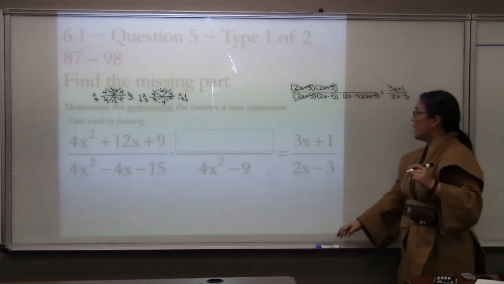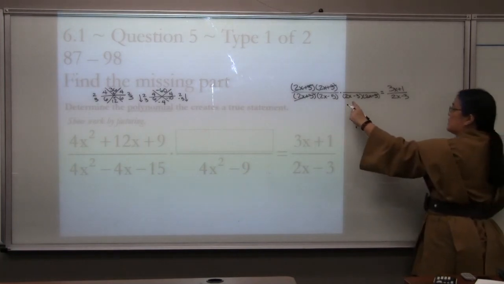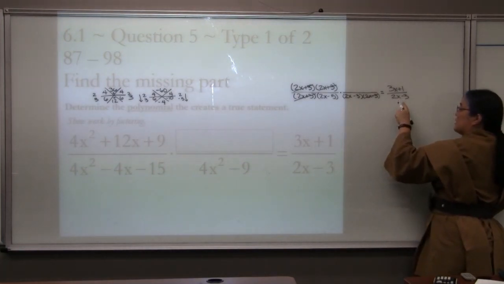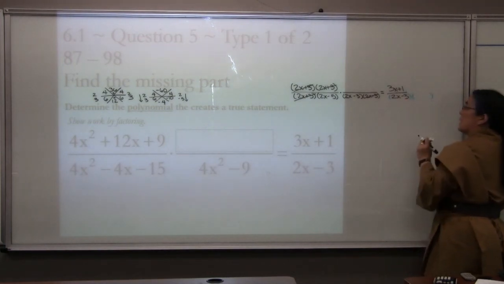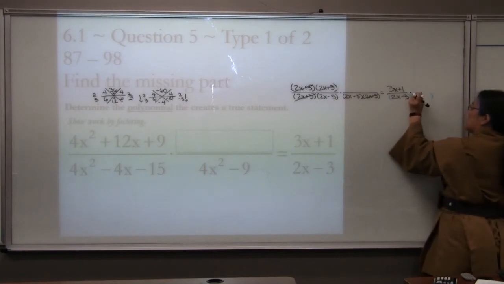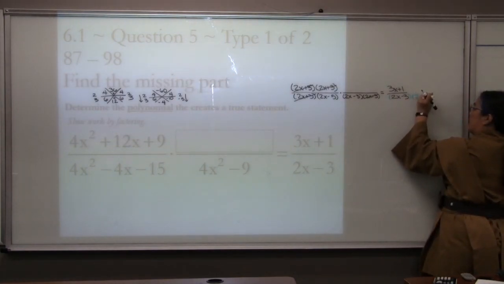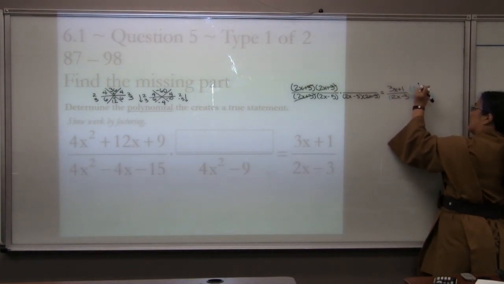We need to make our common denominator. You'll notice that here we have a 2x minus 5 and a 2x minus 3 on the left. We have a 2x minus 3 on the right. What else are we going to need to make a lowest common denominator? What's missing is we're missing a 2x minus 5. And if we put it on the bottom, we have to be fair and put it on the top.